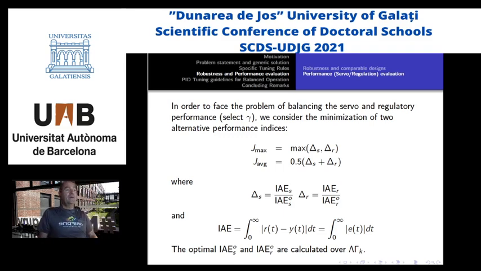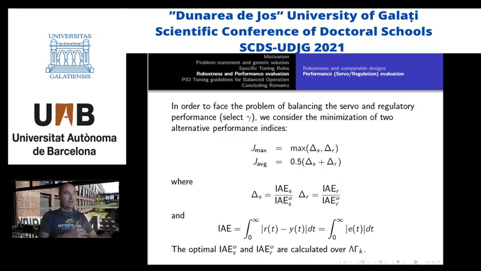Okay, and the idea is that the value of integrated absolute error on the denominator, the one that is IAE optimal, is calculated over all the set lambda gamma K. This means that for this level of robustness it is the best you can achieve for servo and the best you can achieve for regulation.